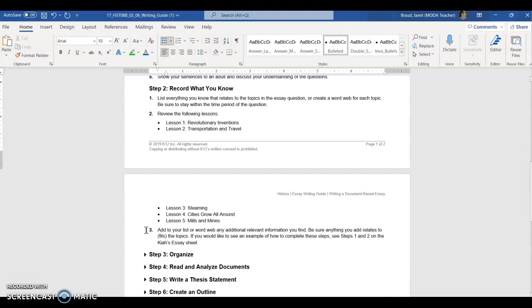Also, if you want to see an example of how to complete this step, or the step 1 in the previous part of this, you can look at Kaya's essay, which is the PDF file that you can find in the first lesson module. So let me give you an example of how I would record what I know about the 5 lessons that were from the beginning of this unit.